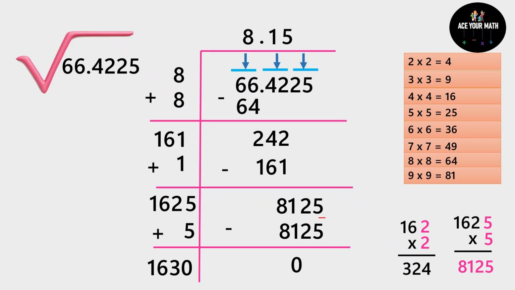Since you got remainder as 0 and there are no further groups to be solved, the square root of the given number is 8.15. You form three groups and you got your answer in 3 digits. Now let's see how to find the square root of 5.